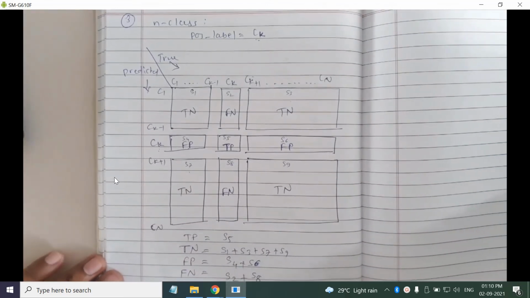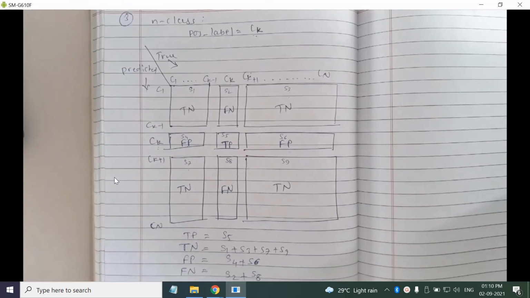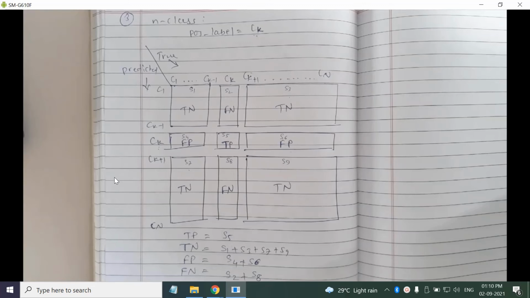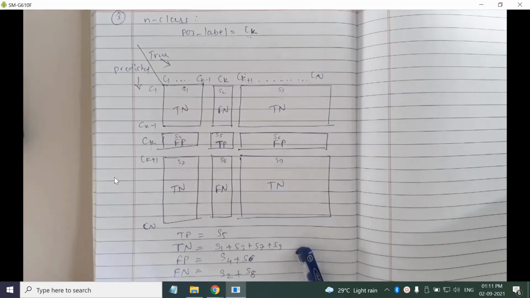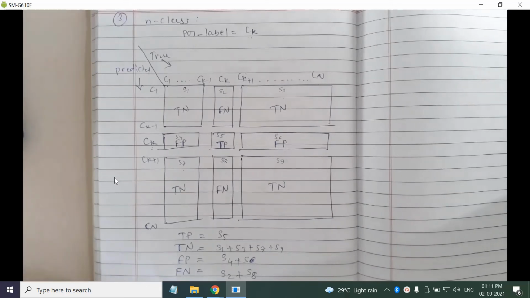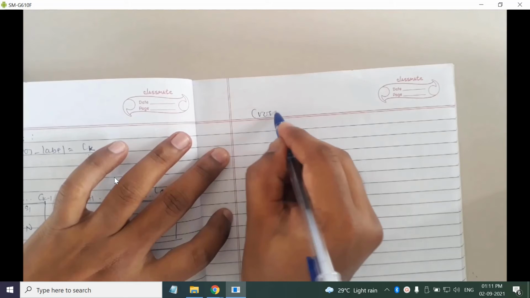Any doubt? So confusion matrix is clear, right? No confusion regarding confusion matrix. Take a screenshot. Now the evaluation concept is clear, over. Now we'll move to the next concept called cross validation.